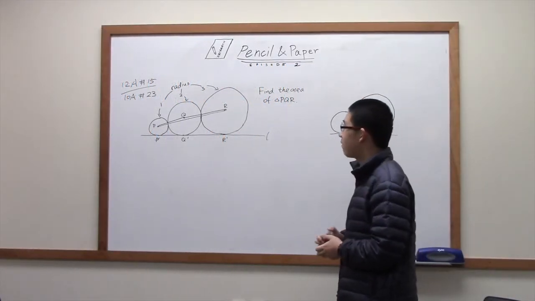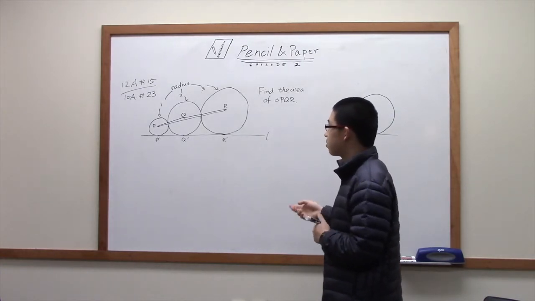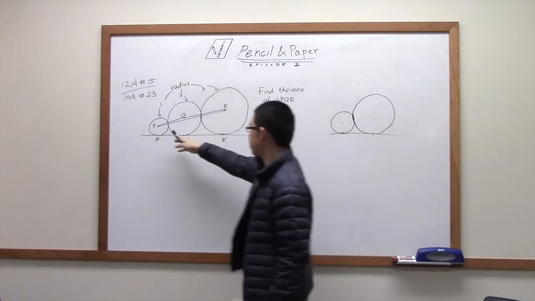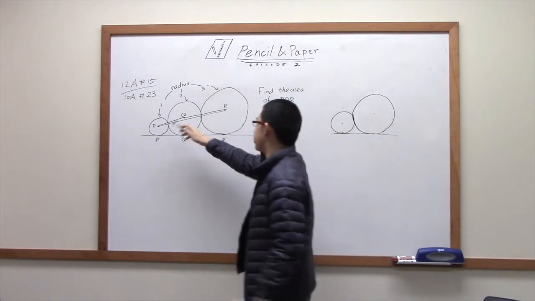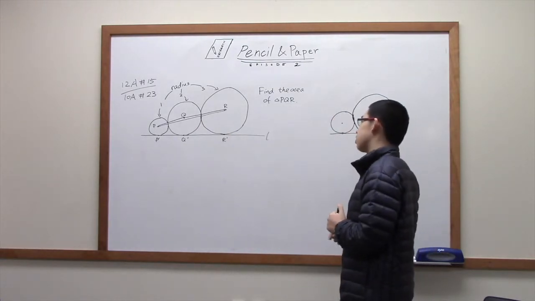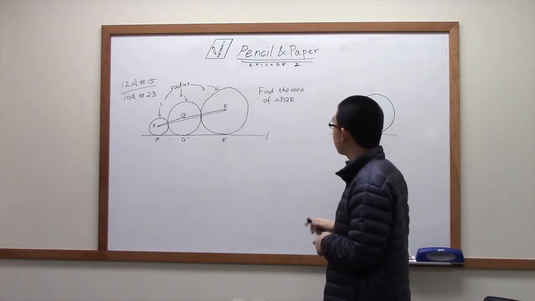Okay, so we have this problem number 15 of AMC 12A. We have three circles with radius 1, 2, and 3, all tangent to a line L, and in this order, so they're all tangent to each other. We're trying to find the area of the triangle with the vertices being the three centers.